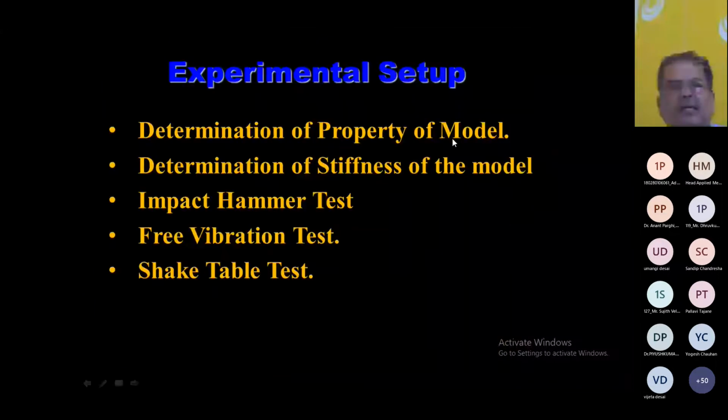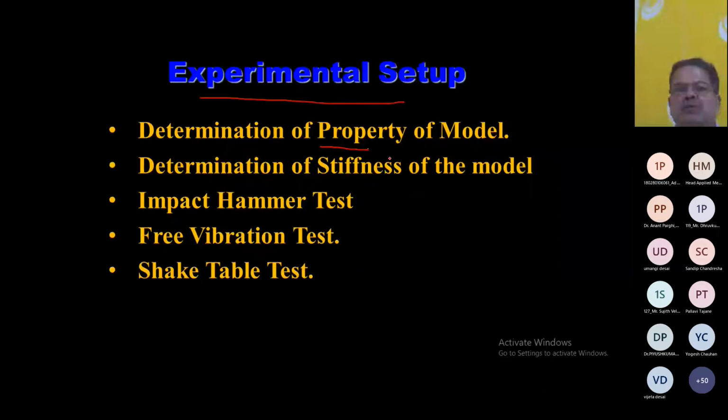Now, when we're talking about the experimental setup, what we need actually, right, in an experimental setup. So first thing is you have to determine the property of the model, right? Because you are performing a test on a model, so you should know everything about the model. That is required.